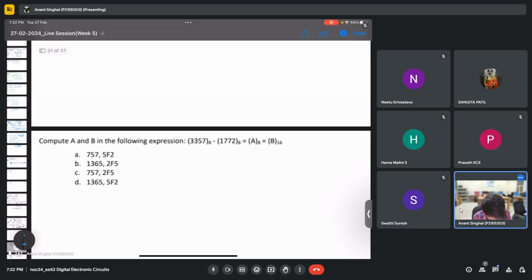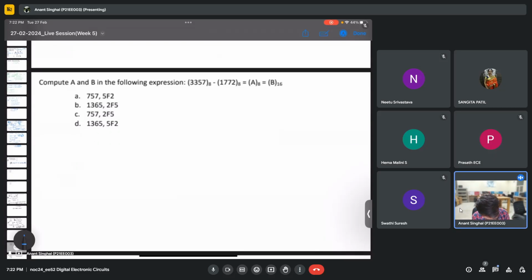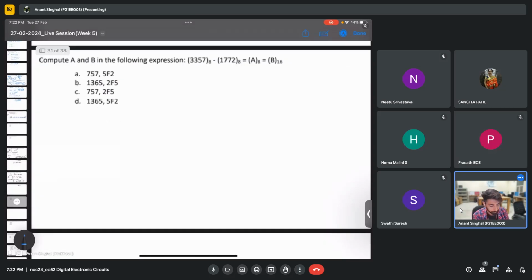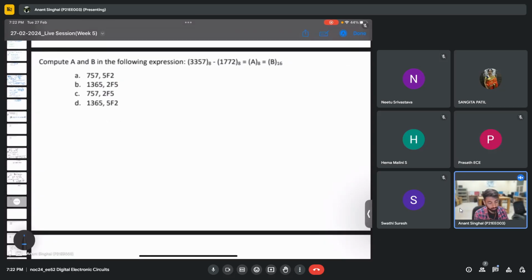Okay, so now this is an interesting question. This will cover one more concept, which is, I guess, one's complement and two's complement. So we need to compute a and b in the following expression. It is given in octal, and we need to find the value of a in a similar way, that is base 8, and convert it again to its hexadecimal equivalent. So maybe you can try this and let me know. Maybe you can take 1 or 2 minutes, and then I'll let you know how to do it.